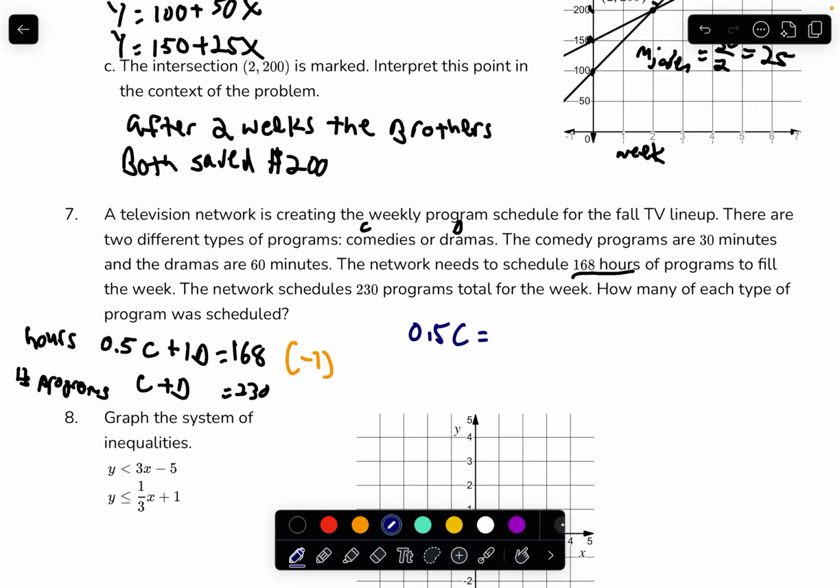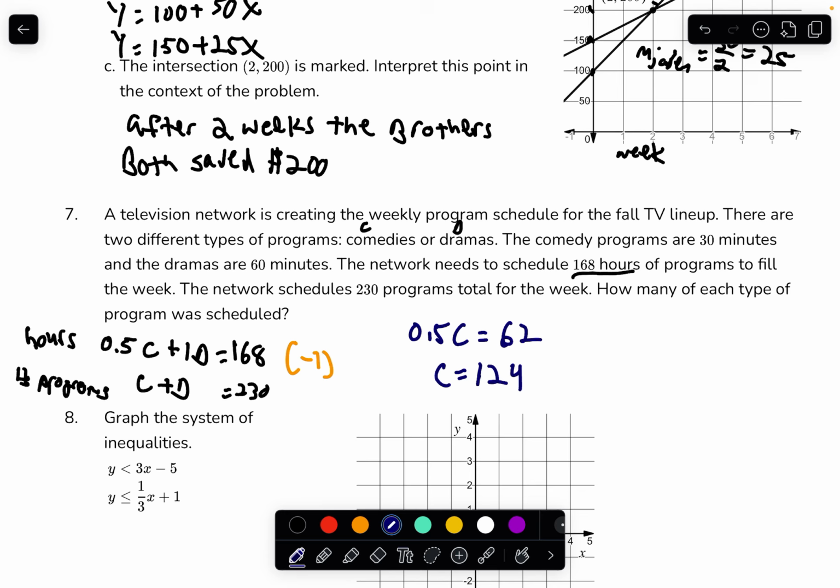So -168, I'm just doing it on my calculator because why not? -168 plus 230. Oh, I hit the wrong button. 168 plus -230. Was it 238? No, 230, oh my gosh. 230 gives you 62. And so when you divide by a half, you get 62 times 2 is 124.